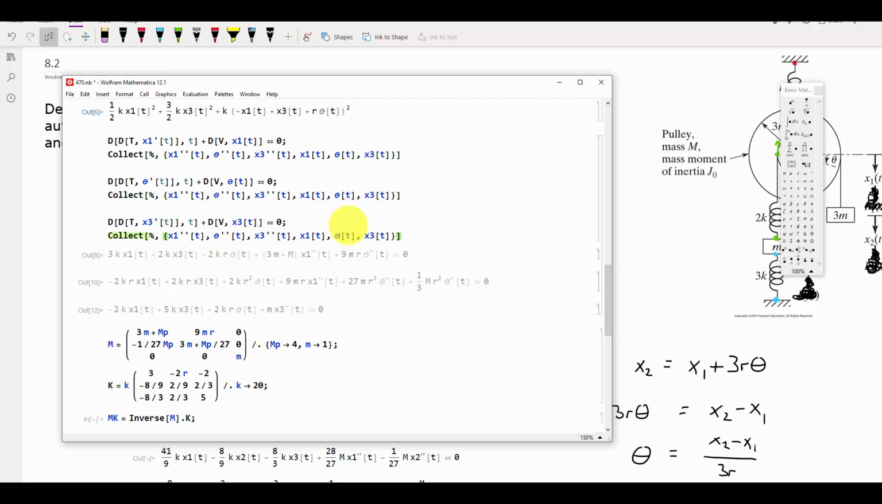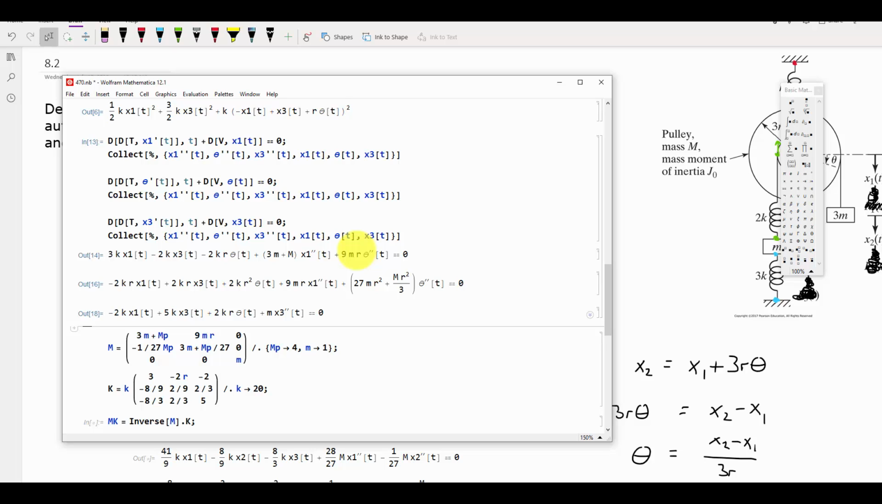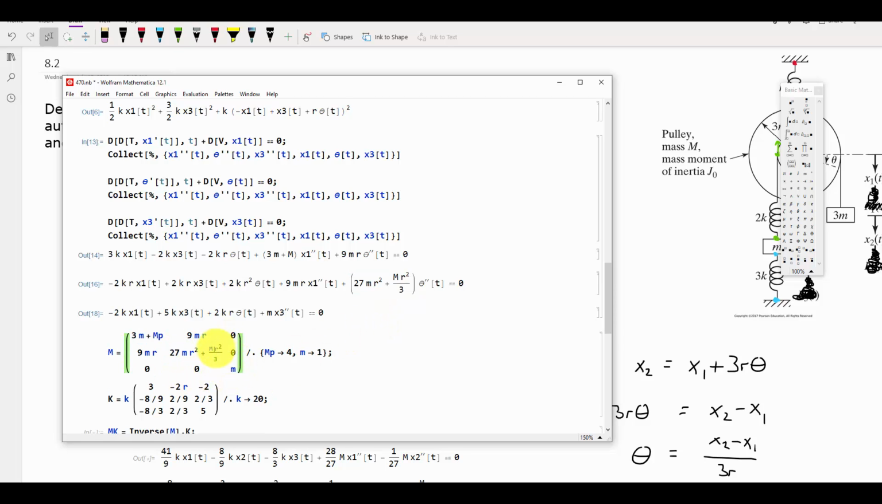Now it's a little bit easier to look at. Now I can replace the second row of m and k. Now I'll have here 9mr times x1 double dot. I have here, I'll copy this in, that for my theta and replace this with mp, and that looks okay. And there's no x3 still.